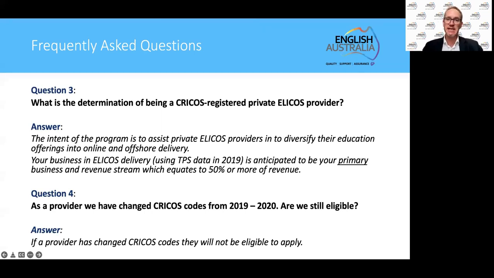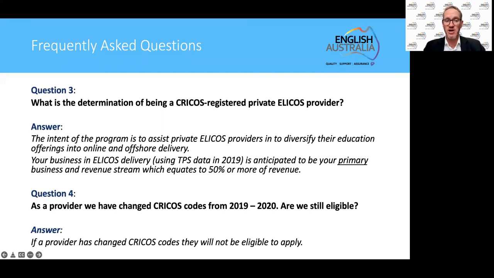From experience in the previous program, I know there were providers that applied which were dual vocational education and ELICOS providers. But on review of the data set, more than 50% of their business in 2019 was actually through the vocational arm of their business, and therefore they were not deemed eligible. So the criteria is to make sure that this is really targeting providers that were predominantly teaching ELICOS students in that 2019 period.